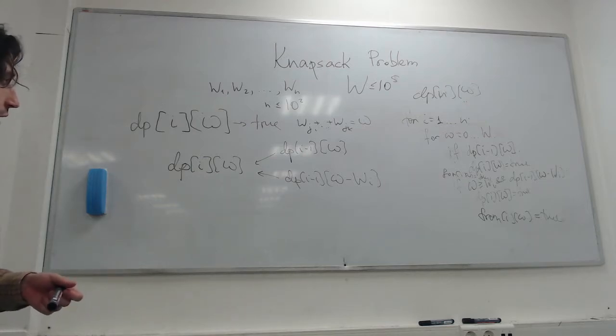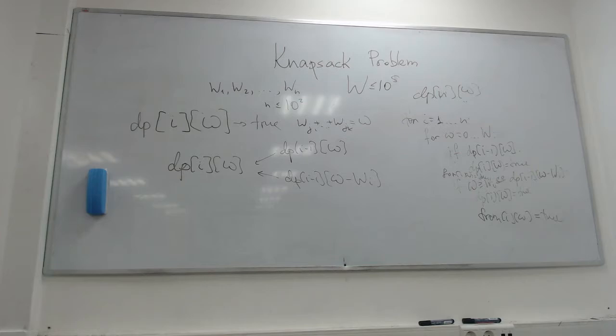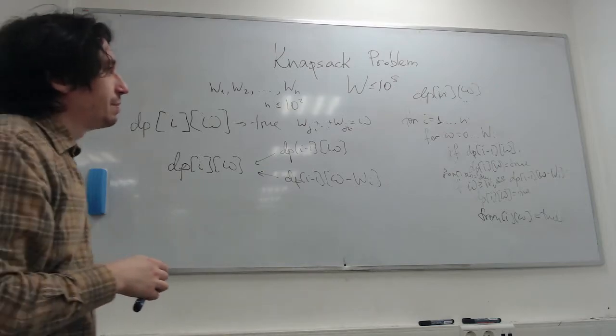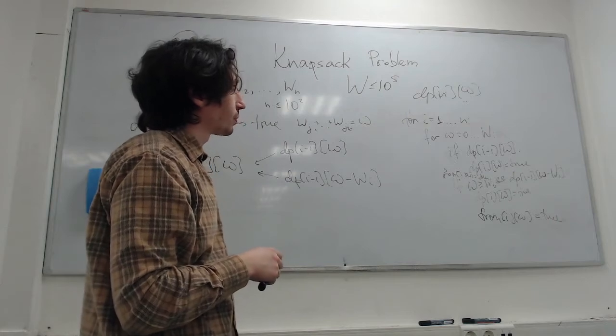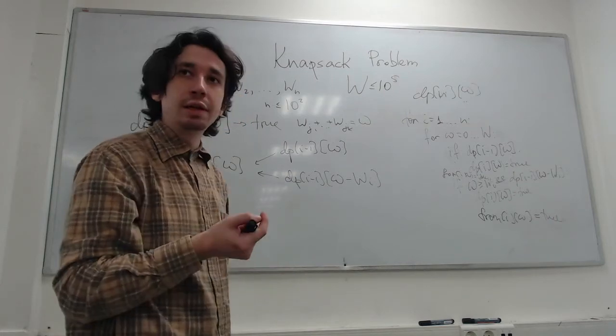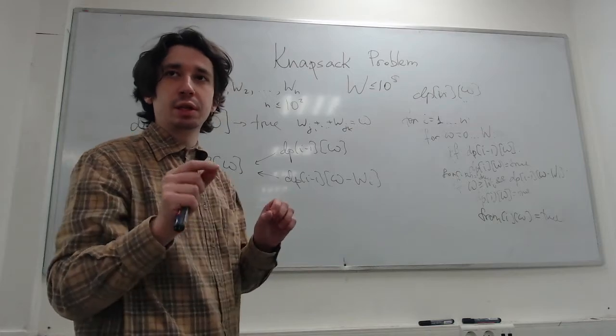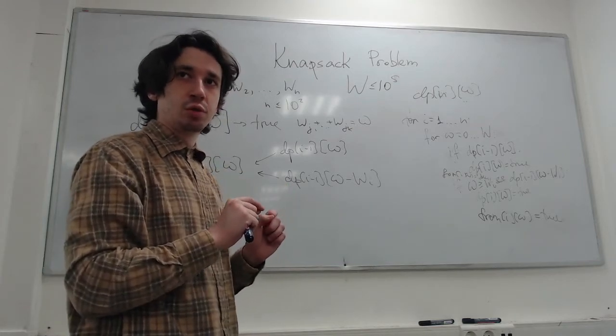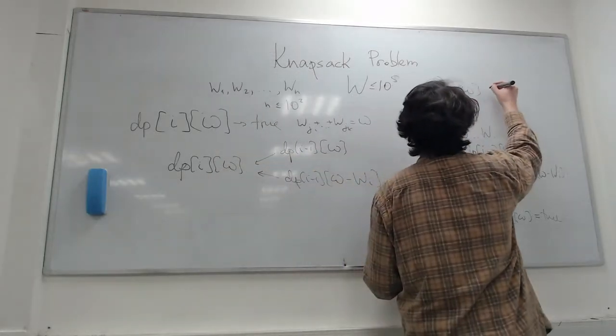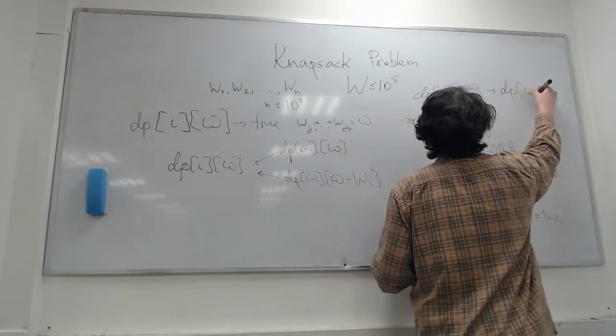Okay. The only problem with this solution can be that we should store the rectangular matrix. There is a possibility to have only one array, but without the possibility of restoration. So we could get rid of the first index and just calculate dp[omega].